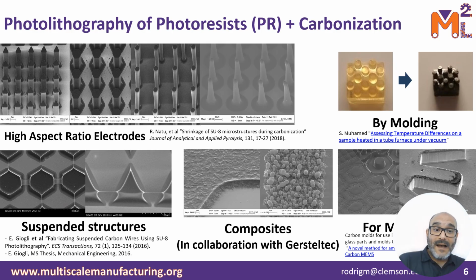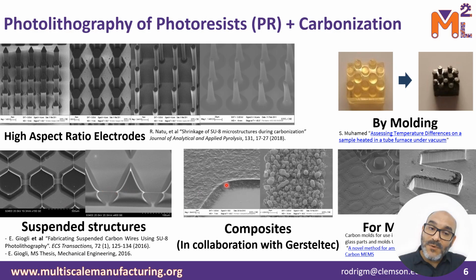Another kind of geometry that you could get is suspended structures, where we can leverage the diffraction that can happen during the exposure of the photoresist, and we start having these suspended structures between these high aspect ratio electrodes or high aspect ratio structures that I was telling you about before.